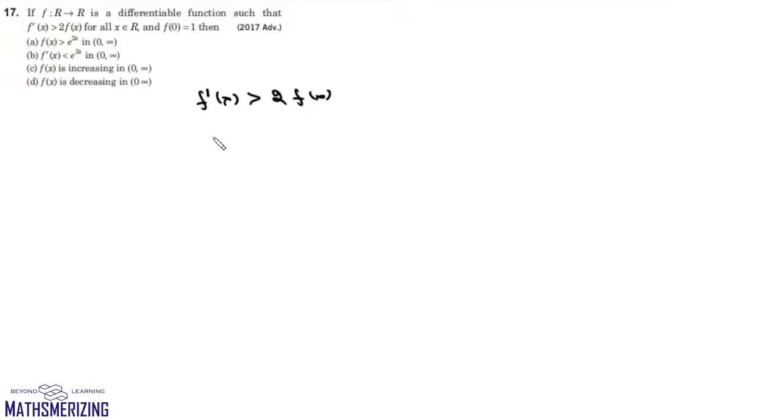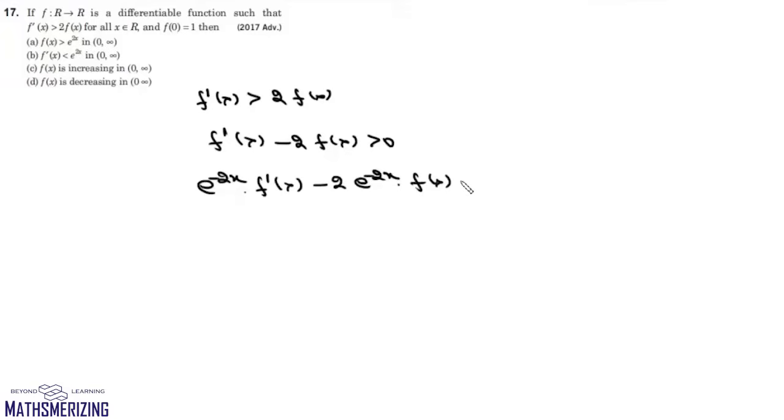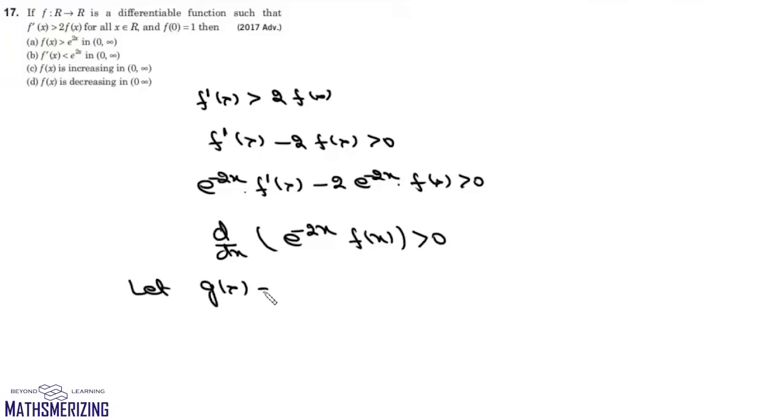Now what we'll do is, we'll write this as f dash x minus 2 fx greater than 0. Now we multiply it with e to the power minus 2x. We can write e to the power minus 2x into f dash x minus 2 e to the power minus 2x into fx, it is greater than 0, or d by dx of e to the power minus 2x into fx, it is greater than 0. And if we choose a function gx, which is e to the power minus 2x into fx, we can say that this gx is an increasing function.